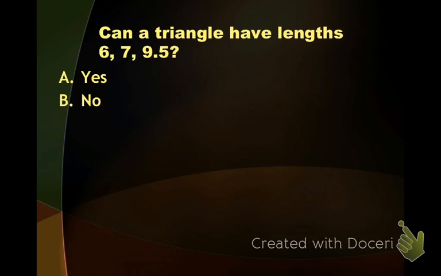Can a triangle have lengths 6, 7, and 9.5? We remember the test here being no side length is less than the difference of any of the other two, and no side length is greater than the sum of the other two. So 6 plus 7 has to be greater than 9.5. So the largest side has to be less than the sum of the other two. So that certainly is true.